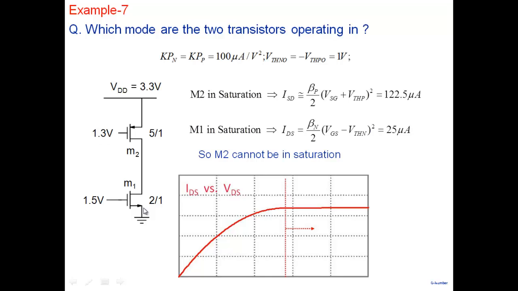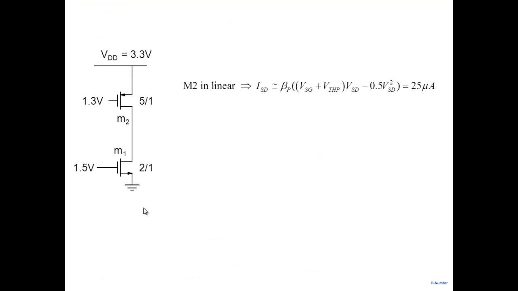So if I assume M1 is in saturation region, I know the current flowing through my system has to be 25 microamperes. So that's what we do. We say M2 is in linear, but M1 is in saturation region, so the current has to be 25 microamperes. And current in linear region is beta P VSG plus VTHP VSD minus 0.5 VSD squared. We know beta P, we know VSG, we know VTHP. The only unknown is VSD.